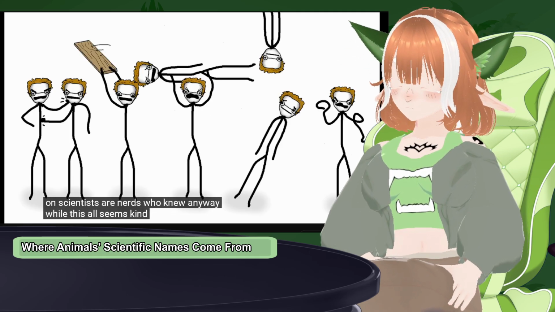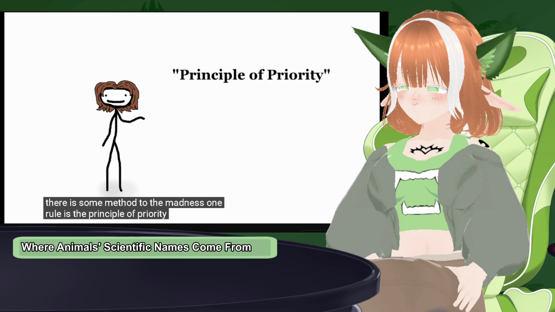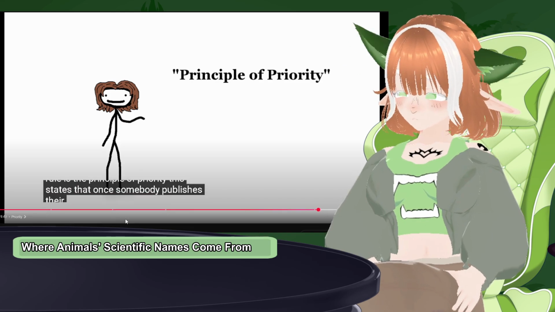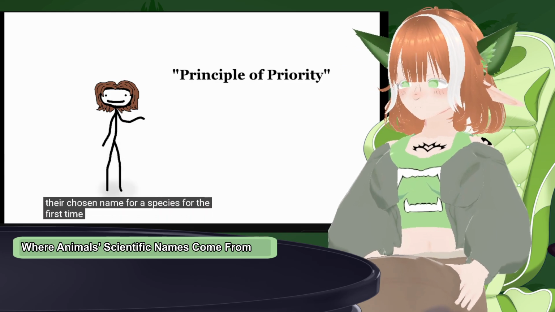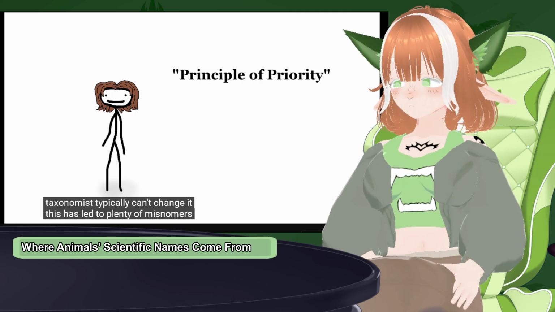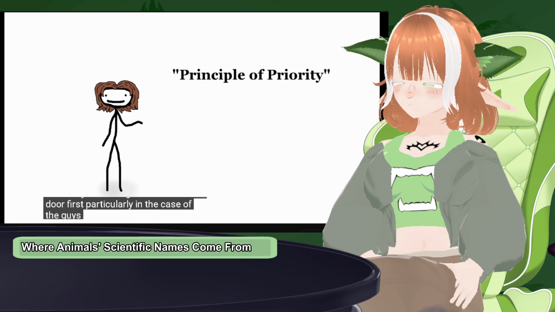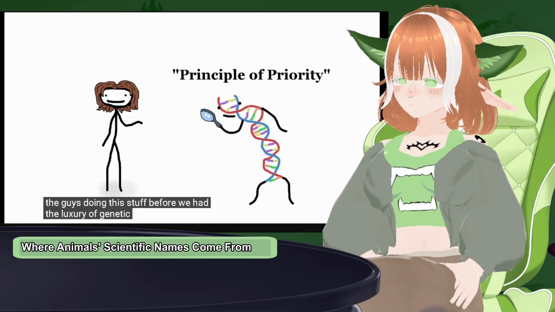Anyway, while this all seems kind of chaotic, there is some method to the madness. One rule is the principle of priority. This states that once somebody publishes their chosen name for a species for the first time, that's the name, and other taxonomists typically can't change it. This has led to plenty of misnomers coined by whoever got their foot in the door first, particularly in the case of the guys doing this stuff before we had the luxury of genetic analysis.